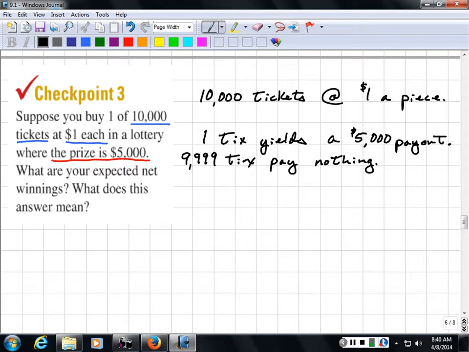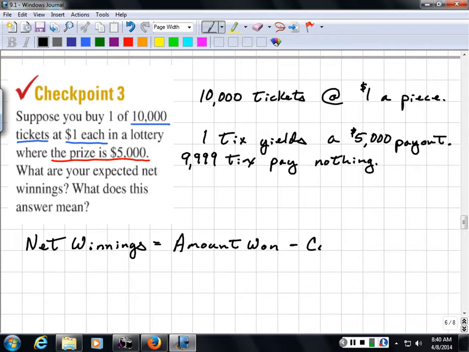So now, what are your expected net winnings? Well, let's talk about this for a moment. What are net winnings? What does that mean? That's right. That's the amount that you win, or the amount won, minus the cost of the ticket. So if you win $5,000, what are your net winnings?